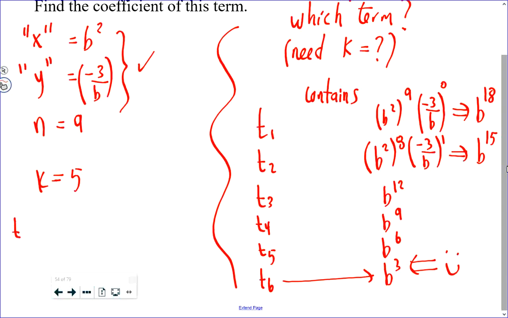The sixth term will equal n, 9, choose 5, multiplied by x, which will be b squared, raised to an exponent. That exponent is going to be 4, but let me talk you through it, times y, which is negative 3 over b, raised to the k number, and the exponent on x has to be the number that when added to the k number gives you n, which is 9. So this is that term.